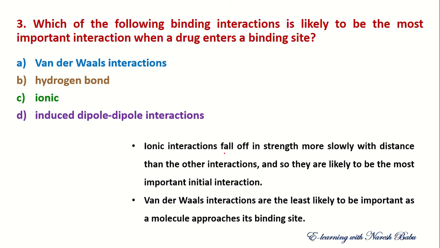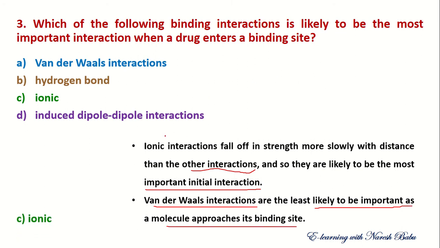Ionic interactions fall off in strength more slowly with distance. Even with some distance between the macromolecule and your drug, due to the positive and negative charges, ionic interactions form easily compared with the other interactions, so they are likely to be the most important initial interactions. And what is the least important interaction? Van der Waals interactions are the least likely to be important as a molecule approaches its binding site. So the answer is ionic interactions, the correct one.